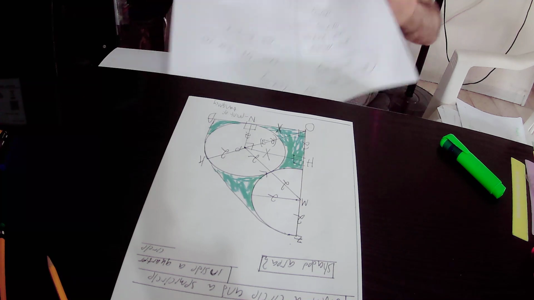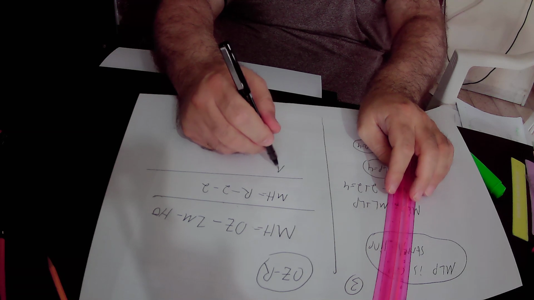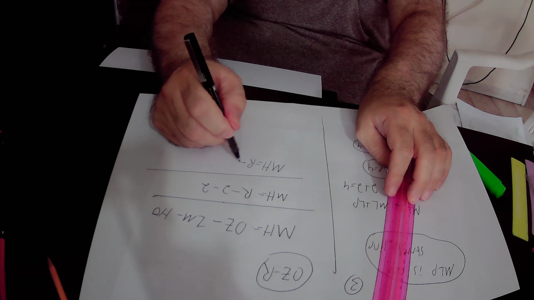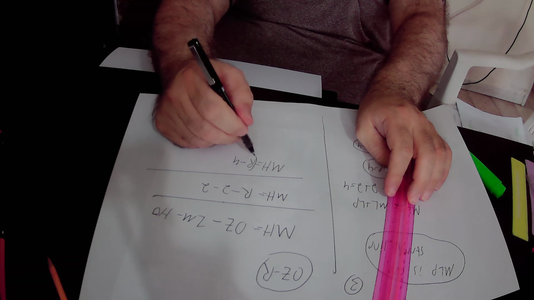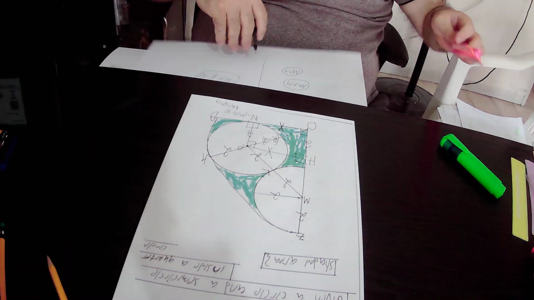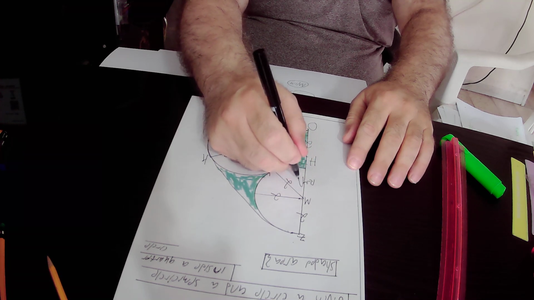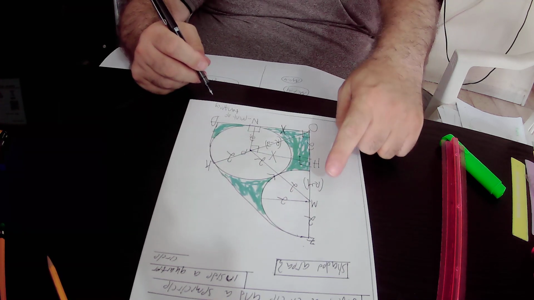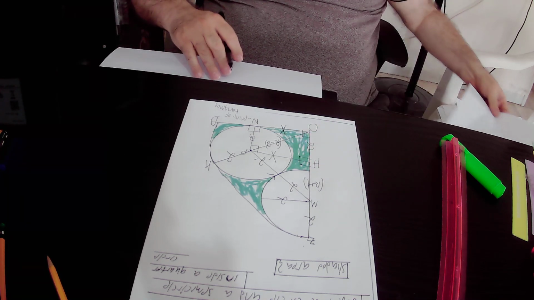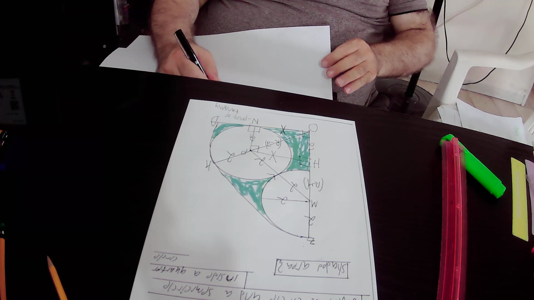So in conclusion, we found out that the length of line segment MH is equal to capital R minus 2 minus 2, that is R minus 4. So we can write down here that MH equals capital R minus 4. In the next step, we will implement the Pythagoras theorem on the right triangle, triangle MHP. So I copy the right triangle, triangle MHP, in a new page.